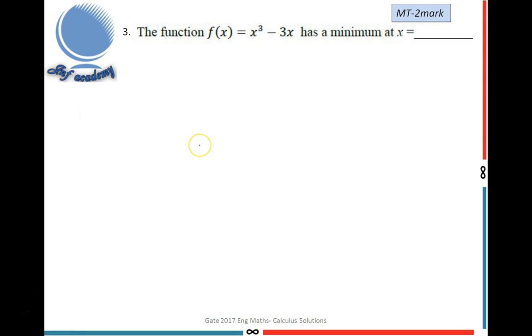The third problem is: the function f of x equal to x cube minus 3x has a minimum at x equal to what? This question is from MT department. It has 2 marks. First I find f dash of x, and I solve the equation f dash of x equal to 0. I got the critical points.